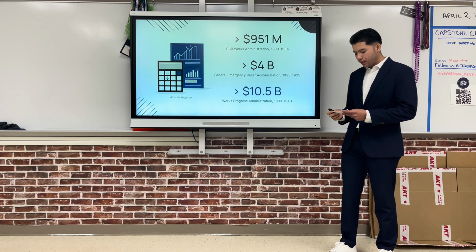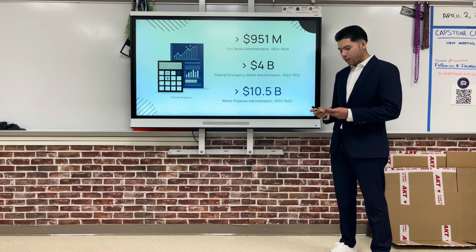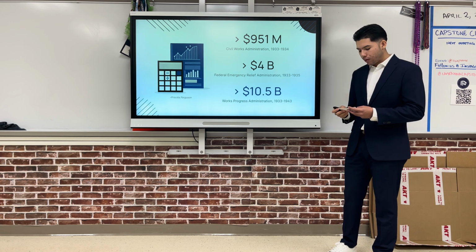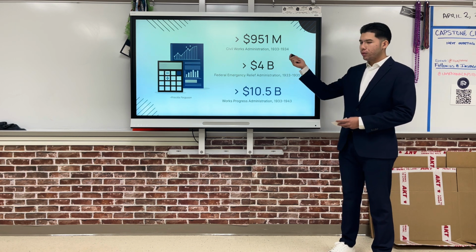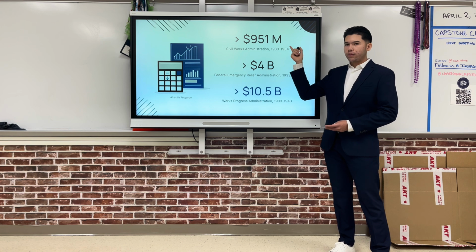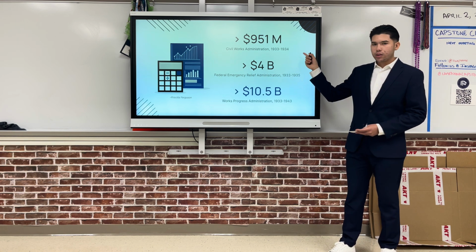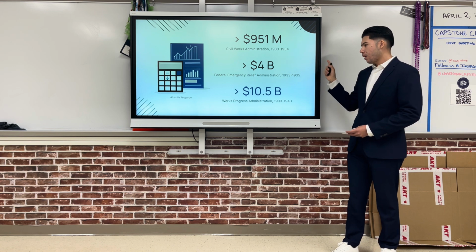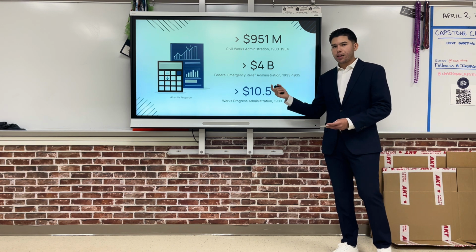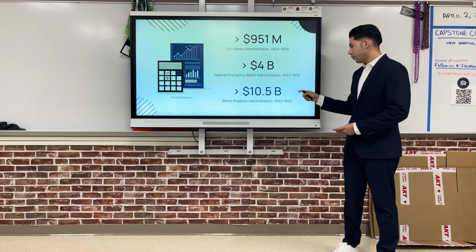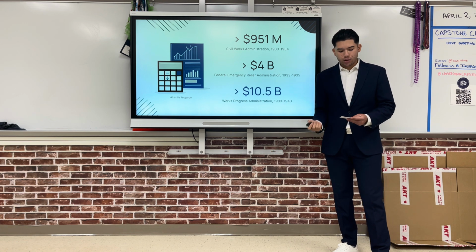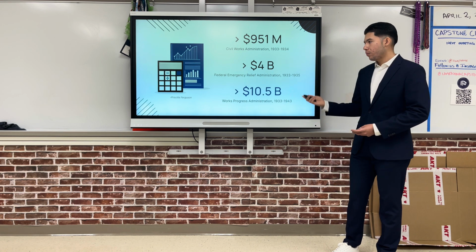Moving on to government funding, according to Priscilla Ferguson from the Pennsylvania Magazine of History and Biography, the Civil Works Administration received $951 million in funding. The Federal Emergency Relief Administration received $4 billion in funding. And finally, the WPA received over $10.5 billion in funding from 1933 to 1943, which shows how ambitious the program was.